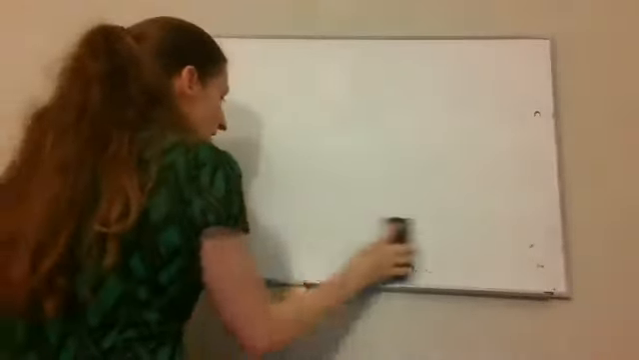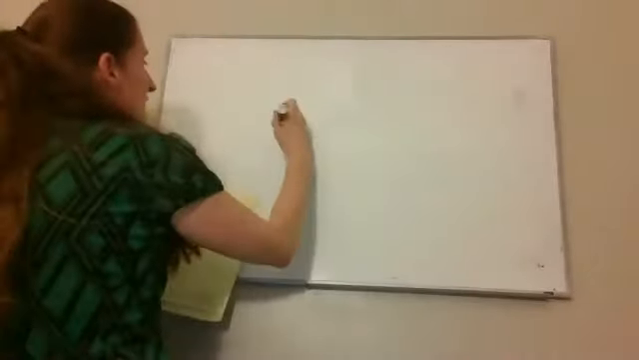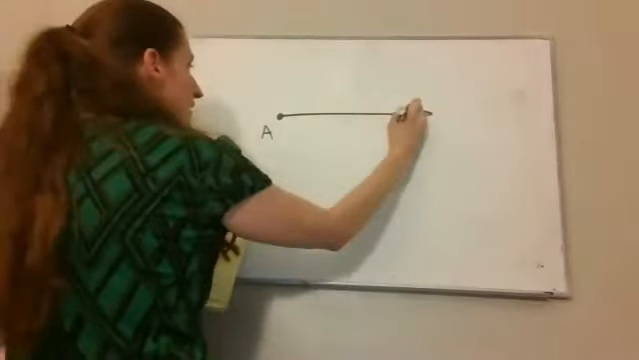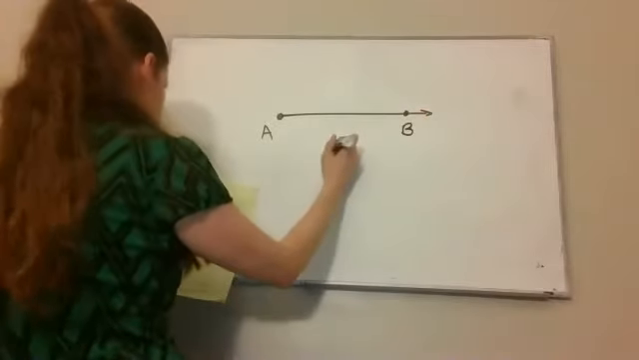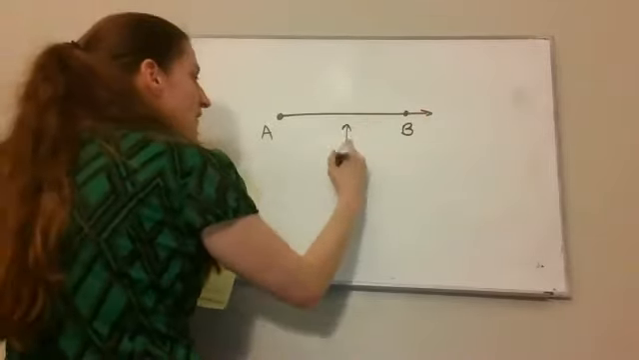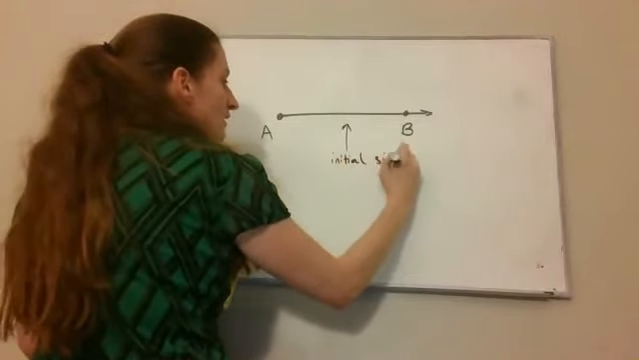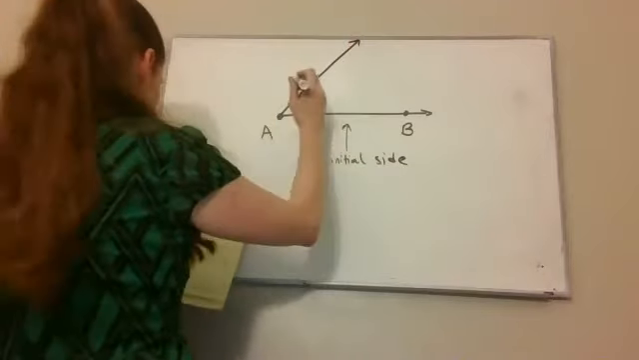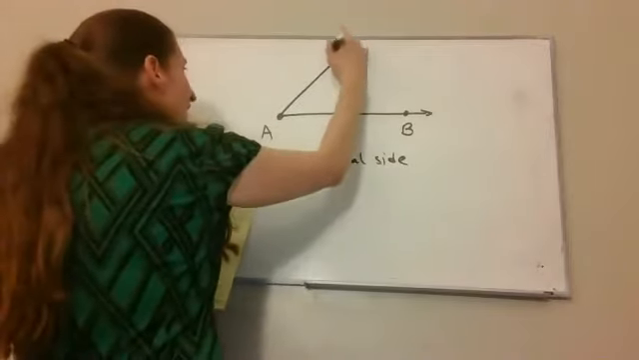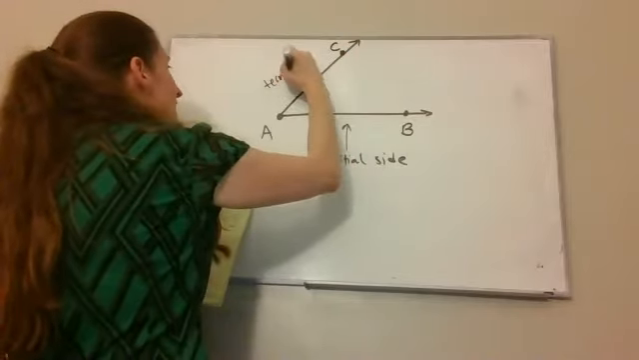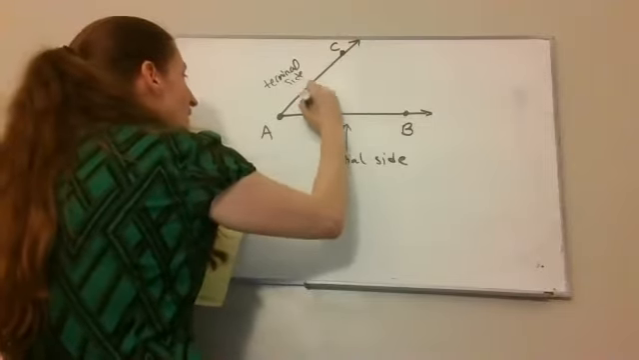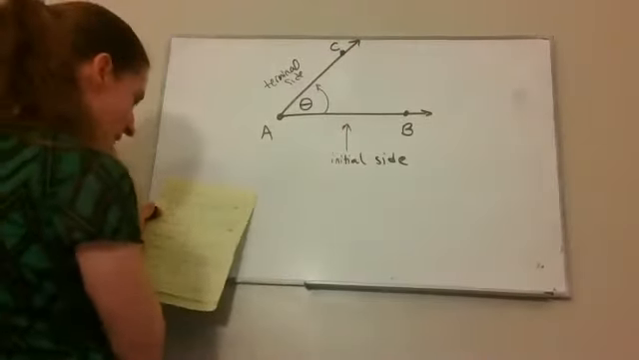So let me just draw an angle for us. This is going to be my initial side, the ray AB, and I'm going to say here's its terminal side, the ray AC. We're rotating it this way, and I'm going to call that angle theta.